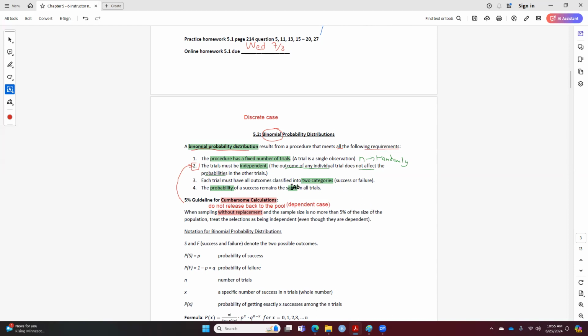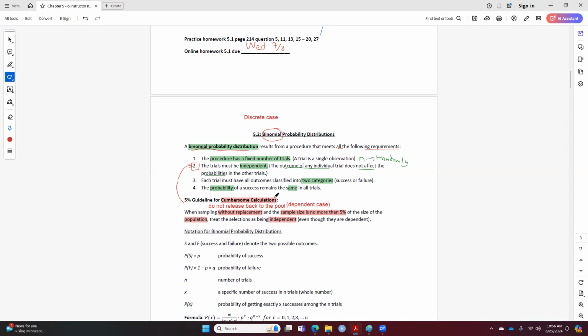But you know that in the binomial distribution, we have to have an independent case. So if you have a without replacement case like this, that's a big keyword when you look for it. Make sure that you can still treat it as independent as long as your sample size is no more than 5% of the population size. Okay, so I just point out to you here.